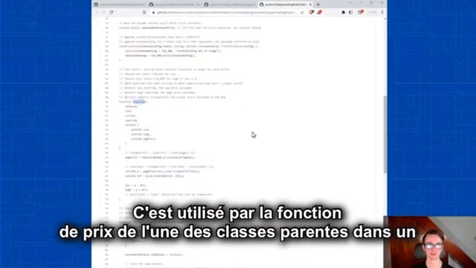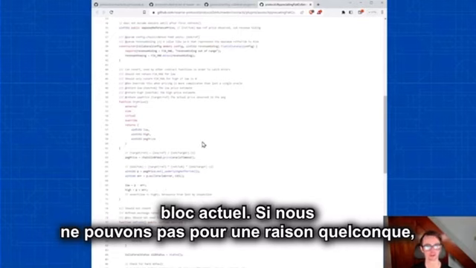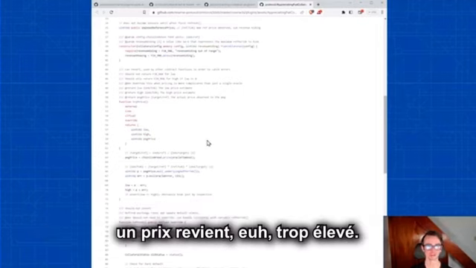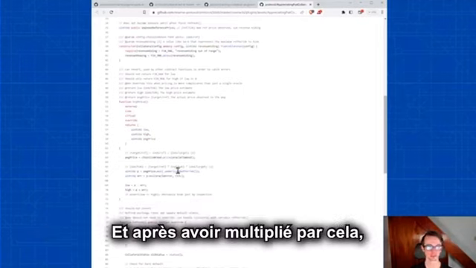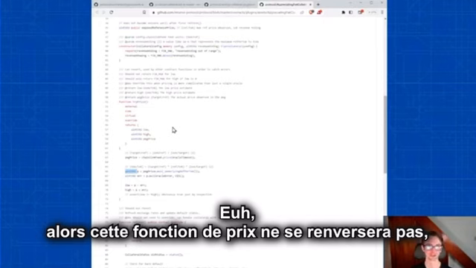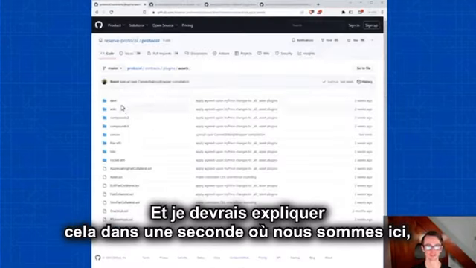Try price. This is used by the price function of one of the parent classes in a try-catch call in order to see whether we can fetch prices in the current block. If we can't for some reason, or there's an error due to math, or there's an overflow, some price comes back too high, and after multiplying by this, we get a number larger than uint192.max, then that price function will not revert. It will instead just return 0, FIX_MAX. And I should explain that in a second.